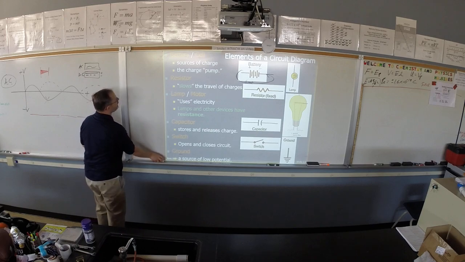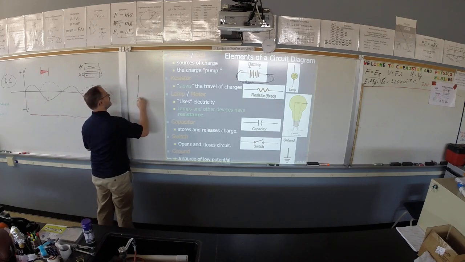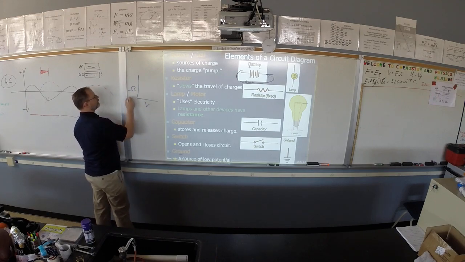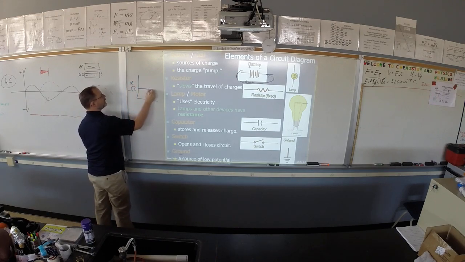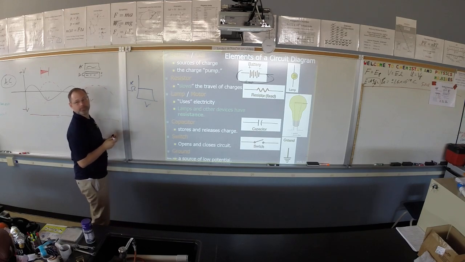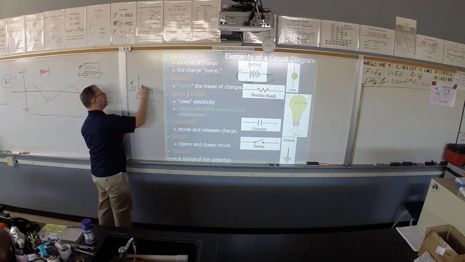So a typical graph of something that is ohmic, if you apply voltage and there's a resistance, should be a straight line and then it should fall off. So this is where it's ohmic, and this is where it isn't ohmic.